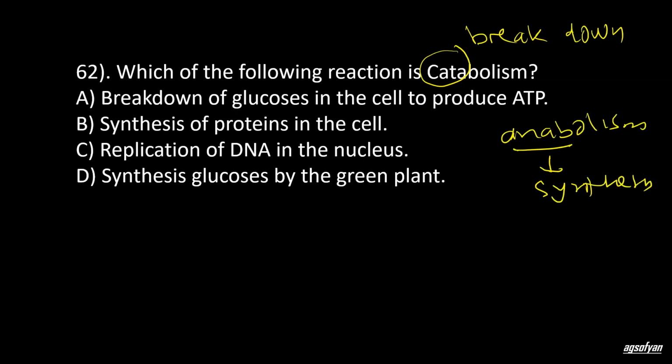Okay, look at the answers. Synthesis of proteins should be wrong because it should be anabolism. Replication is also synthesis, making more, so it is wrong. Synthesis of glucose, again, is synthesis. This one is wrong. So the answer will be breakdown of glucose to produce ATP.